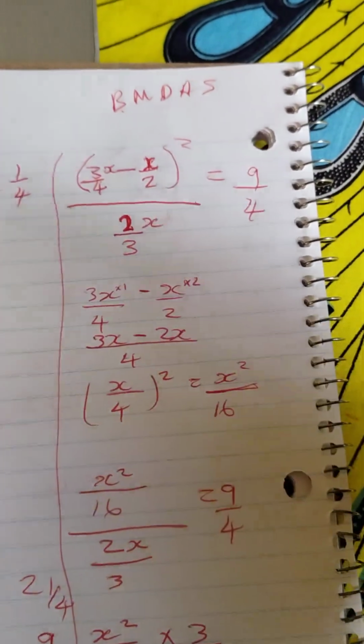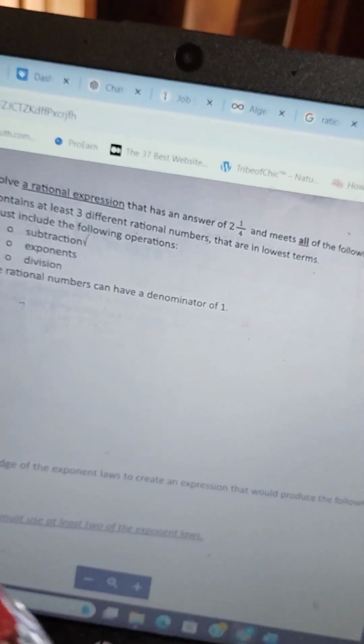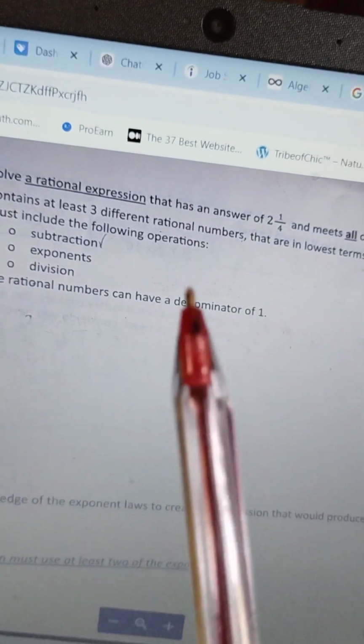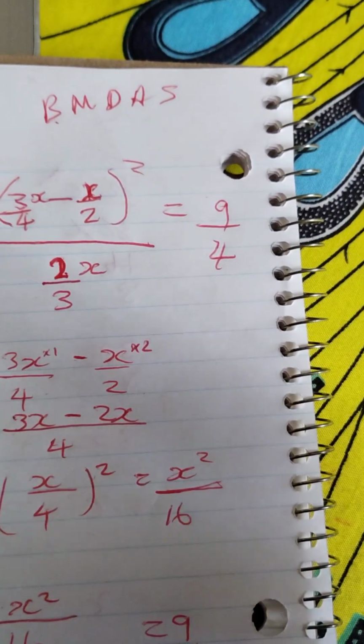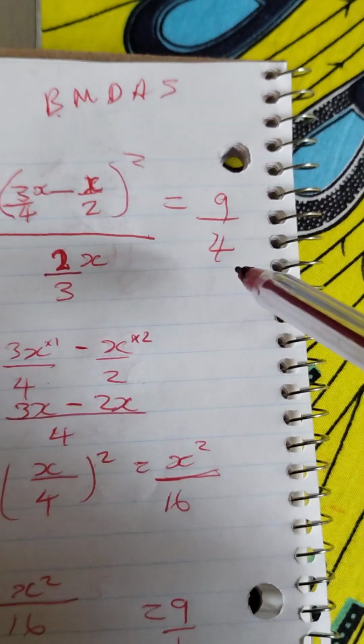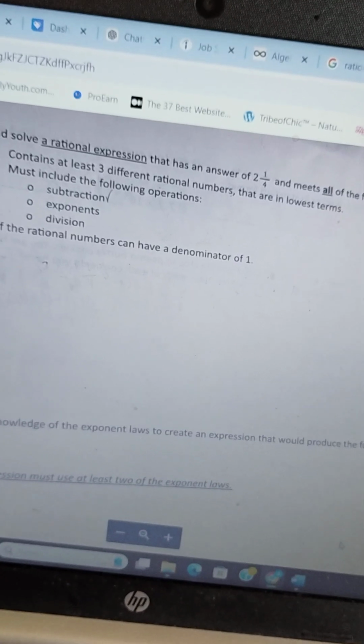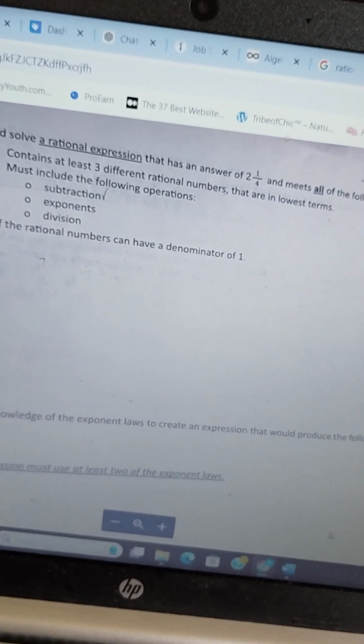So this is just my example, but you could replace what I have written here with your own example, as long as, as I said before, they have the criteria stated here. Don't be confused because it says that the rational expression should have an answer of 2 1/4. It doesn't mean the answer is 2 1/4. It just simply means that the equation is equated to 9/4, which is the same as 2 1/4. So that's where I have an issue with this question, because it wasn't written properly as far as I'm concerned. It's open to many interpretations, but this is how I've interpreted it.